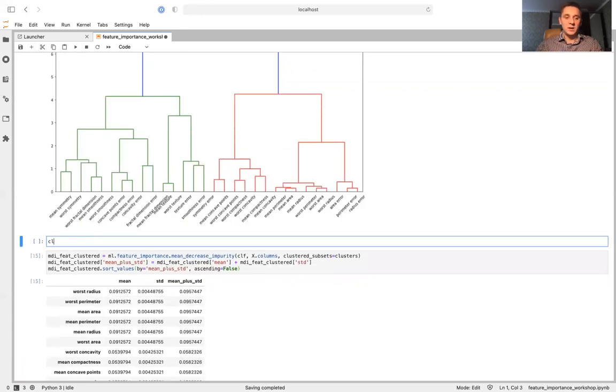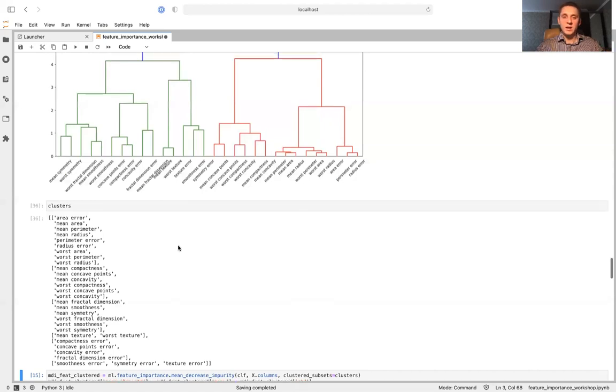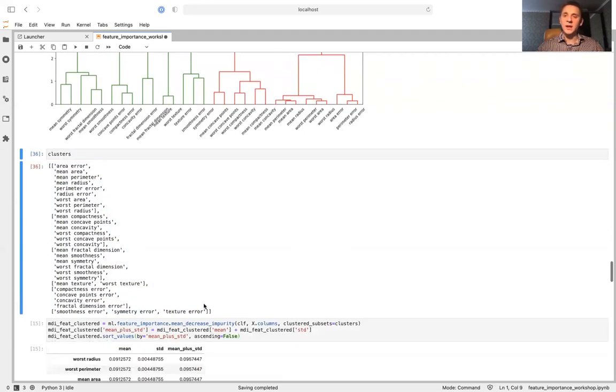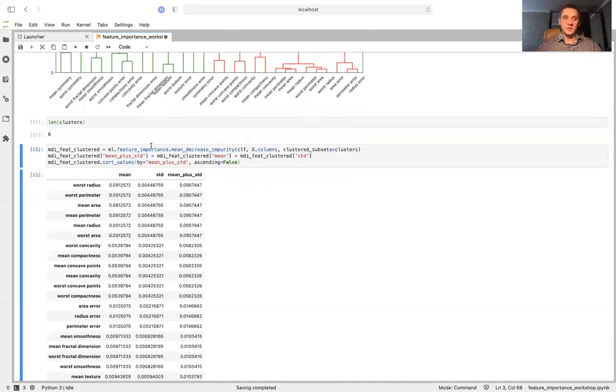So let's take a look at our clusters. You can also create them manually by looking at the dendrogram and building this type of data structure. This is an array of arrays. And if we find the length of clusters, it is 6, right? So now let's build MDI and MDA clustered feature importances and see what comes out.